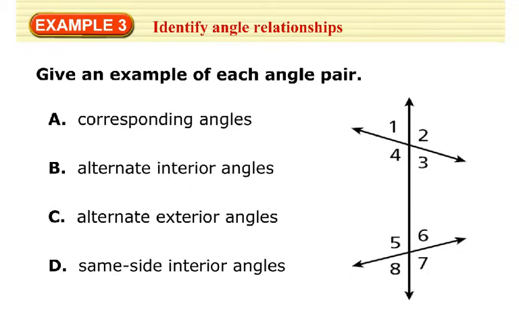Alright, so let's look at corresponding angles. Remember, corresponding angles lie on the same side of the transversal. This line that goes through these two is our transversal. And remember, corresponding angles correspond to each other. They're in the same position. So like, let's circle it, 1 and 5. Those are corresponding angles. So angle 1 and angle 5.